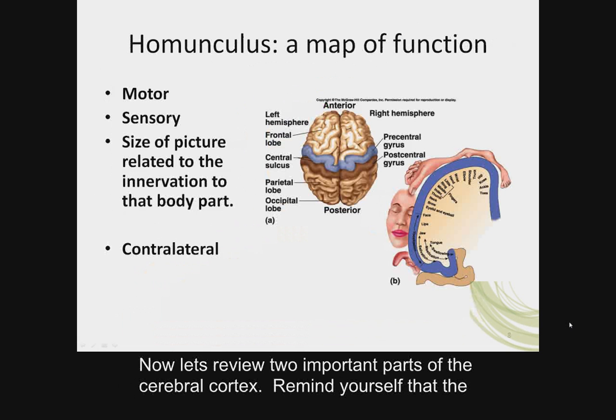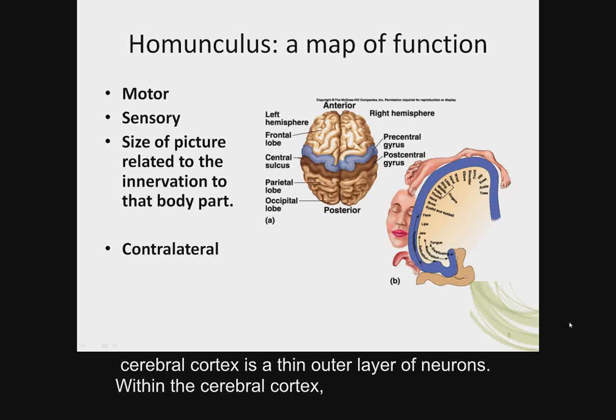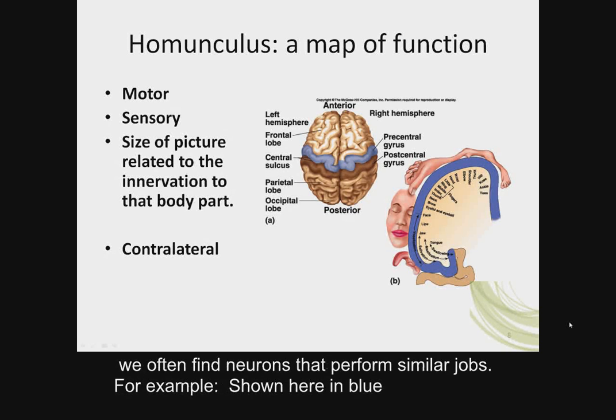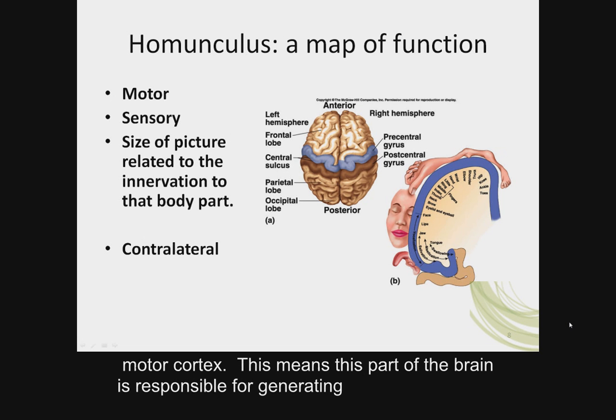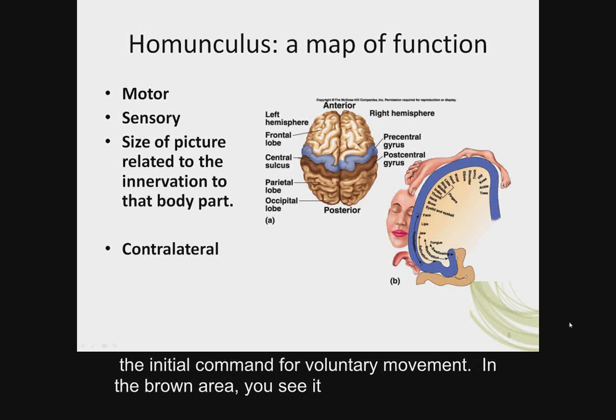Now, let's review two important parts of the cerebral cortex. Remind yourself that the cerebral cortex is a thin outer layer of neurons. Within the cerebral cortex, we often find neurons that perform similar jobs. For example, shown here in blue is the precentral gyrus. The neurons found within this gyrus create the primary motor cortex. This means this part of the brain is responsible for generating the initial command for voluntary movement.